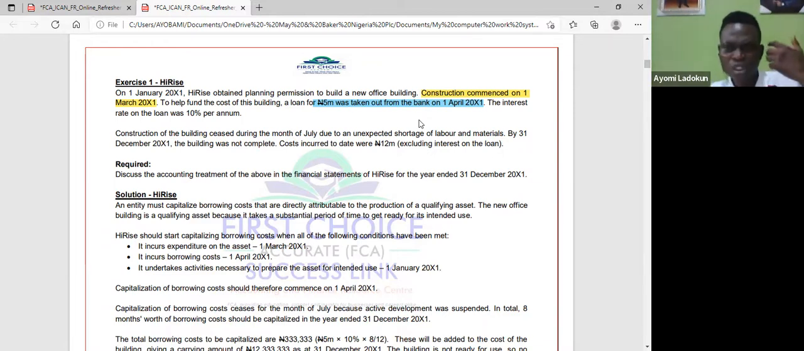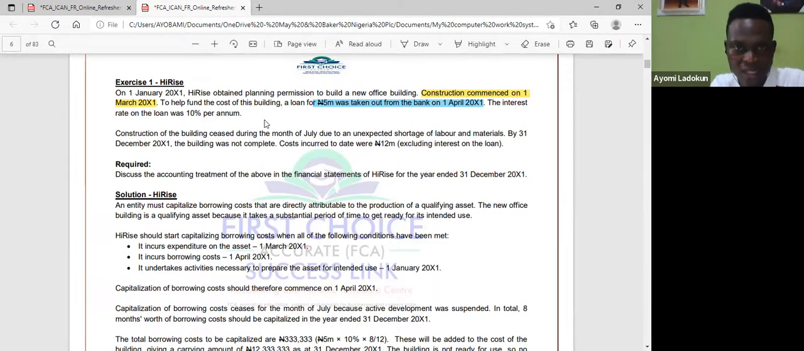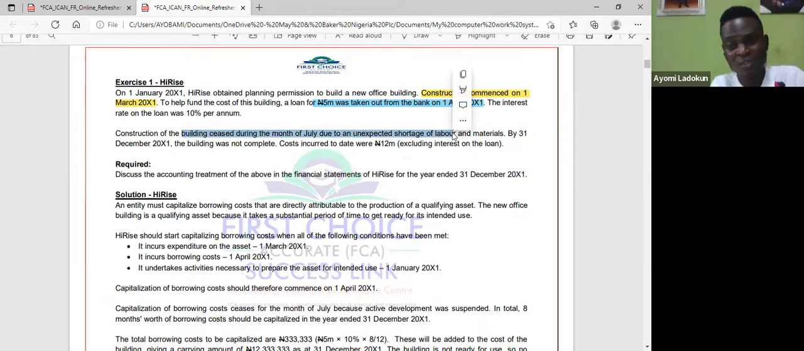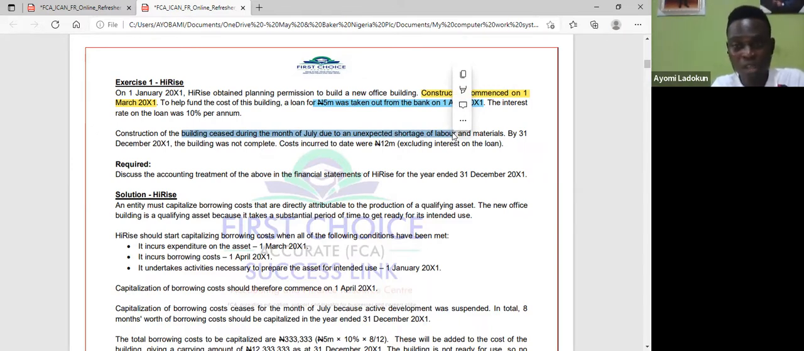Is that okay? So when I count April till December, how many months is that? That is 9 months. Then I check the question. Is there any reason for me to suspend? It says here that construction ceased for some period of time during the month of July. Why? Because of shortage of labor. Then I ask myself, is the shortage of labor necessary to get the asset ready for its intended use? The answer is no, it is not necessary. That means I will not capitalize borrowing costs for the month of July. I would have expensed it. So out of 9 months, I have 8 months left.